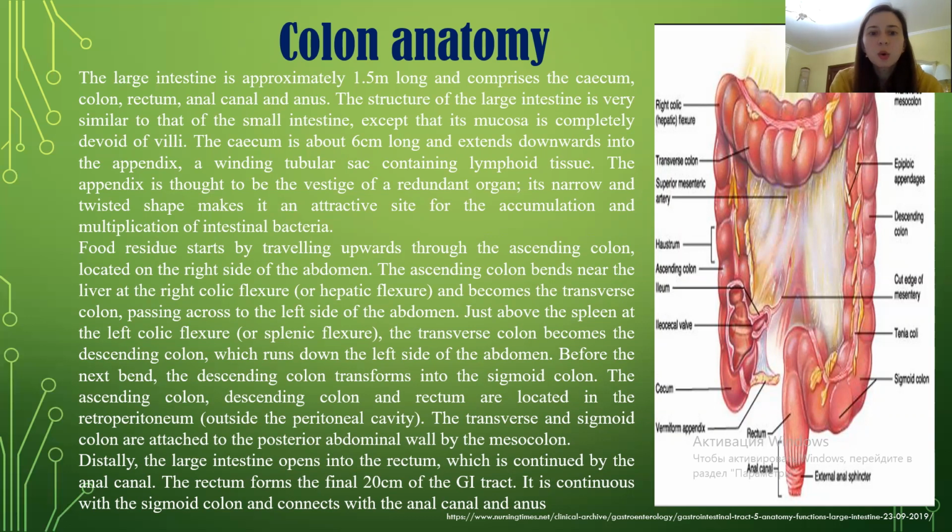The ascending colon, descending colon, and rectum are located in the retroperitoneum. The transverse and sigmoid colon are attached to the posterior abdominal wall by the mesocolon. Distally, the large intestine opens into the rectum, which is continued by the anal canal. The rectum forms the final 20 centimeters of the gastrointestinal tract. It is continuous with the sigmoid colon and connects with the anal canal and anus.